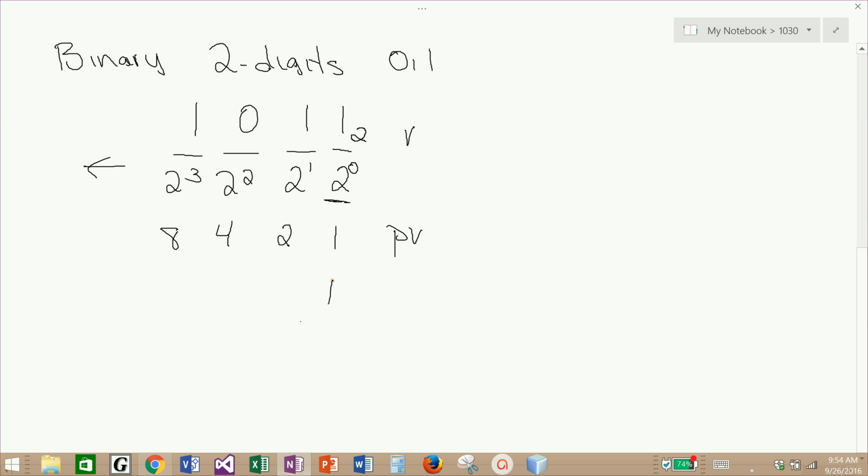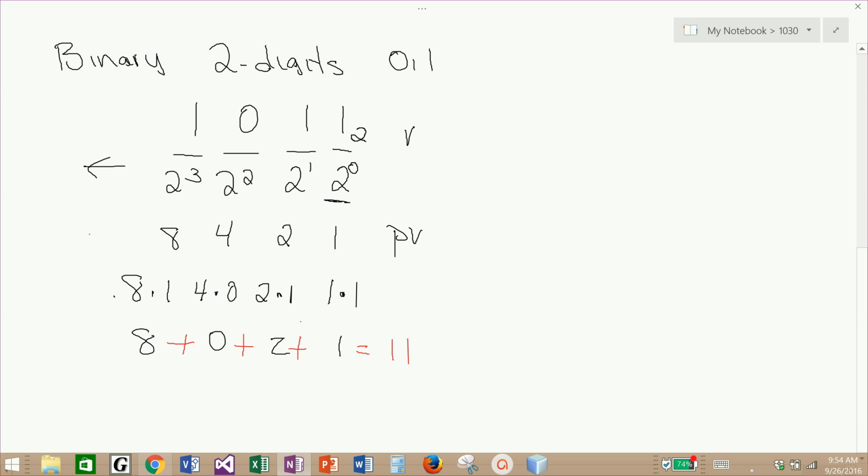So we are going to have a 1 times a 1. And then the next positional value is 2 times the 1, which is the value sitting there. Then I'm going to take 4 times 0. And finally, I'm going to take an 8 times a 1. So this is 8, this is 0, this is 2, and this is 1. If I add each one of these values up, I'm going to get the number 11.